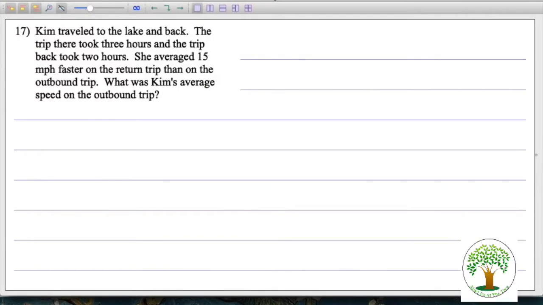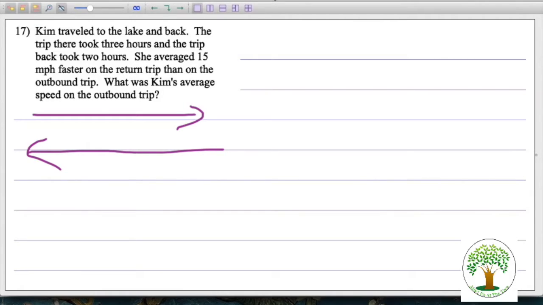All right, we're going to skip number 14 and move on to number 17. Kim traveled to the lake and back. We're going to draw that first. We're going to draw to the lake and back. Notice that our distance is the same. We're assuming that they didn't take a different route on the way back than they did to.